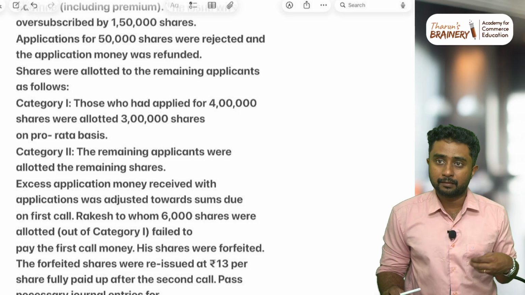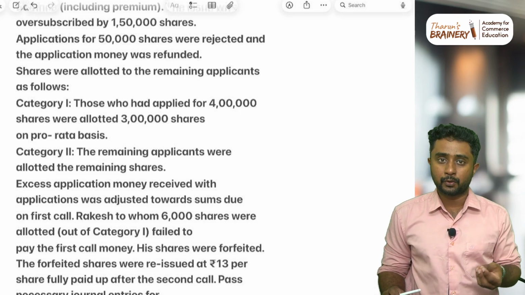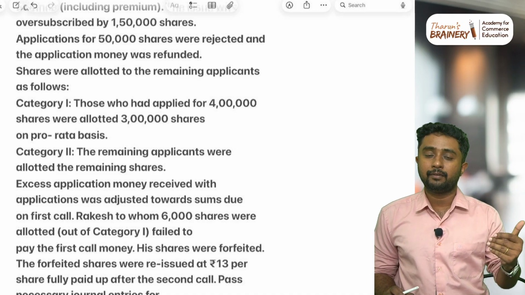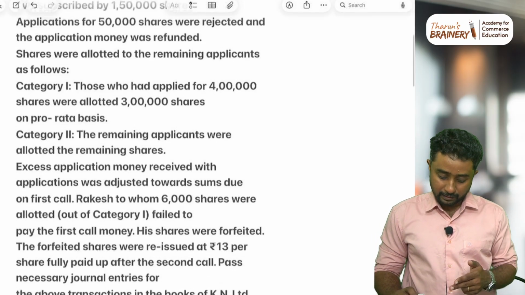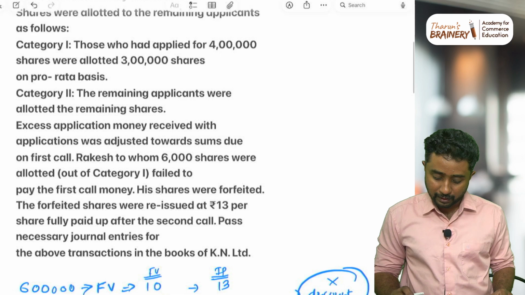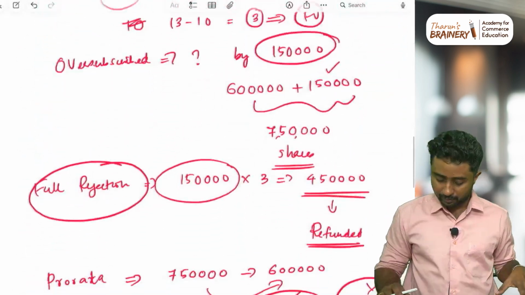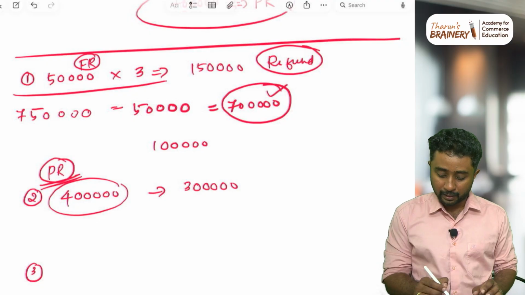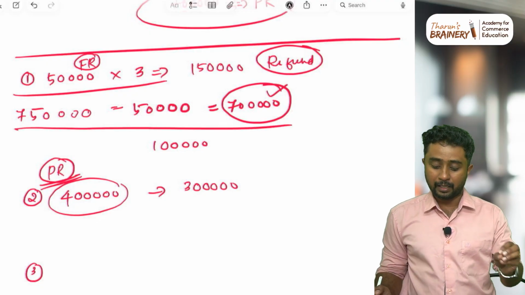What is the meaning of the word allotted? Let me make it clear to you. Allotted means these are the number of shares that they are giving to the people. Next is category 2, remaining applicants were allotted the remaining shares. Nothing is given about how many shares were applied, how many applications are remaining. For that only I did this calculation, 7 lakh 50, all those things.